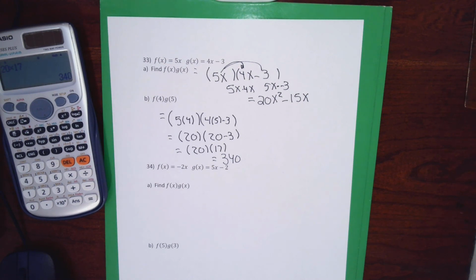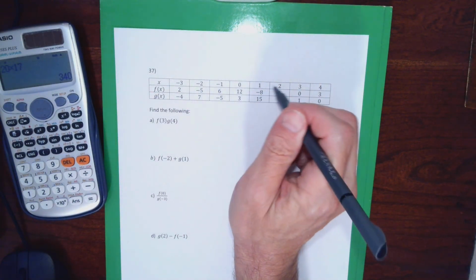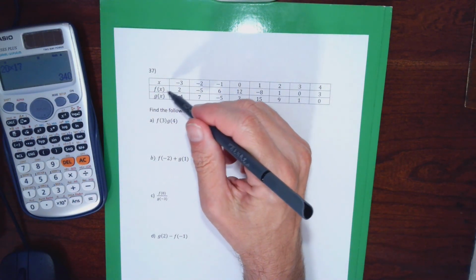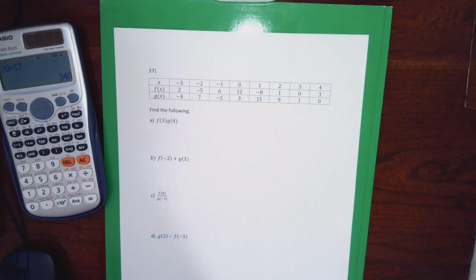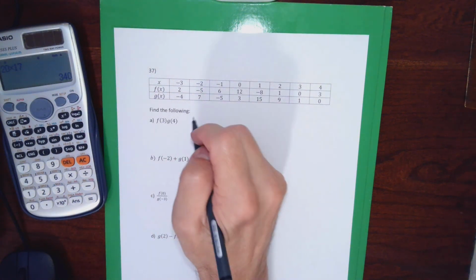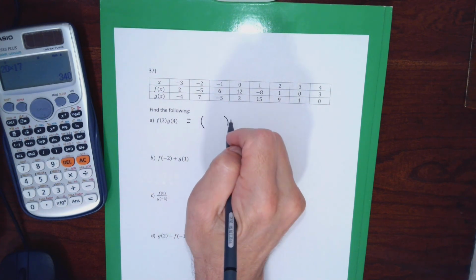We have a few more kind of odd problems where I'm asked questions about functions and I'm given tables and graphs. It's not particularly hard. I'll show you what I mean. Problem 37 gives me a table, and in the top of the table it says these are values of x, and in the middle row it says these are the values when you evaluate f at that number for value of x, and in the bottom it says these are the values when you evaluate g. For problem 37a, it asks me to find f of 3 times g of 4.